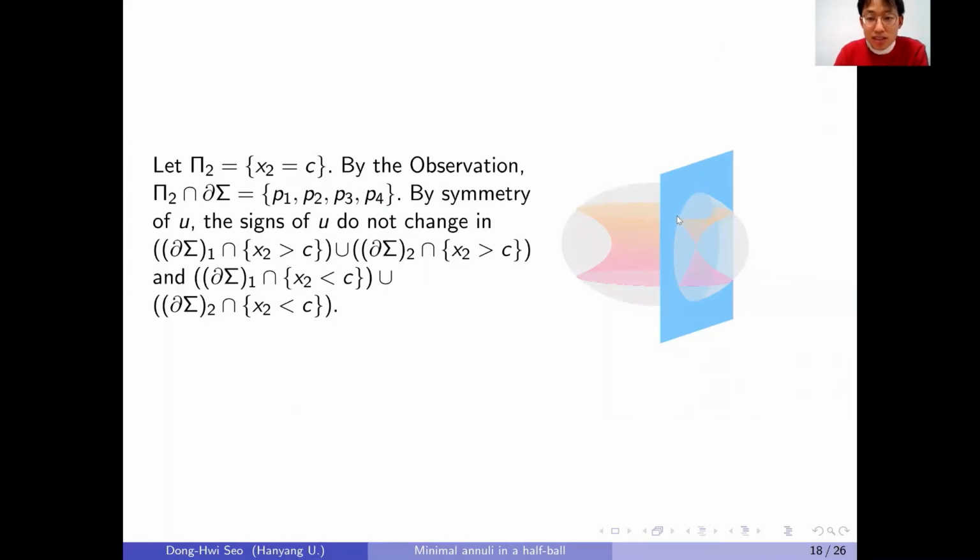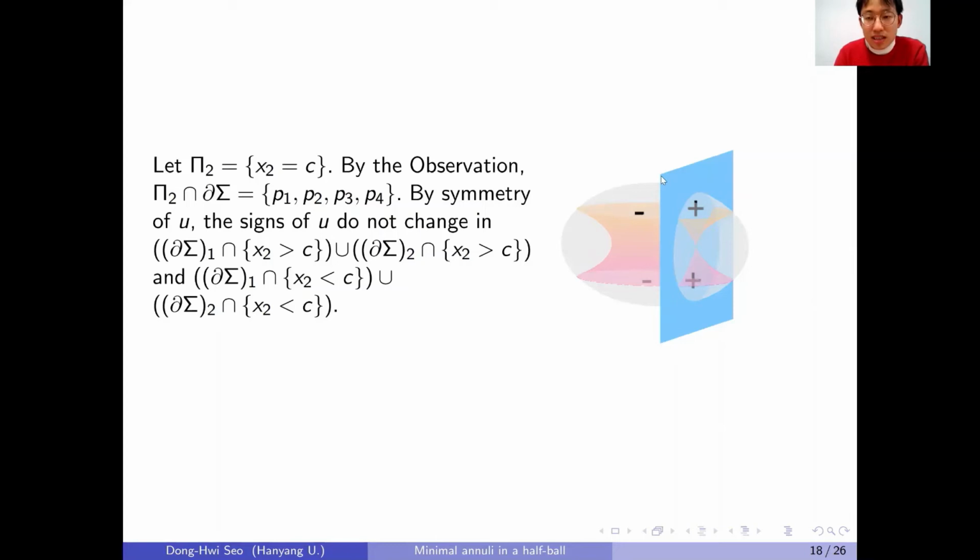So we have fixed sign in this part and fixed sign in this part. And also, by the symmetry of the first eigenfunction, we have fixed sign in this part and also fixed sign in this part. Since the first eigenfunction is perpendicular to the constant function, the integral of the first eigenfunction over the boundary should be 0. So this sign is different from this sign.